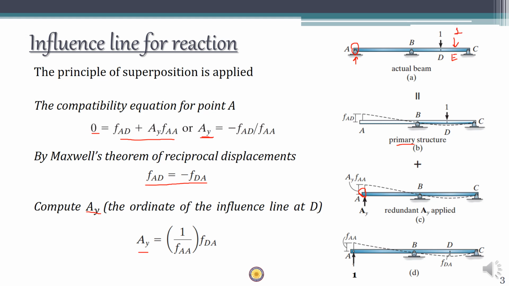So if you want to know the value of ILD, or ILD ordinate, for AY at E, it is going to be FEA divided by FAA, where FEA means displacement at E when a unit load is applied at A. So it is going to be somewhere here, FEA. This is going to be FEA, right? So by this method you can find out the displacement at any point.